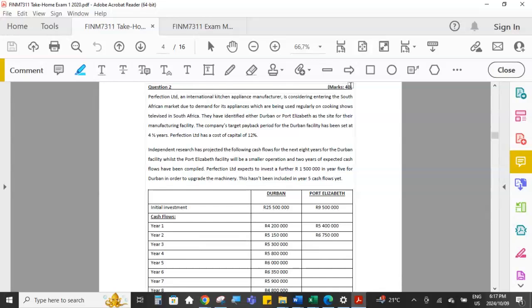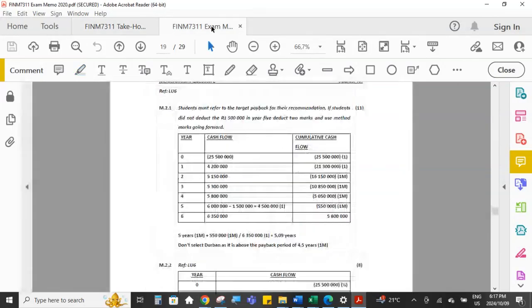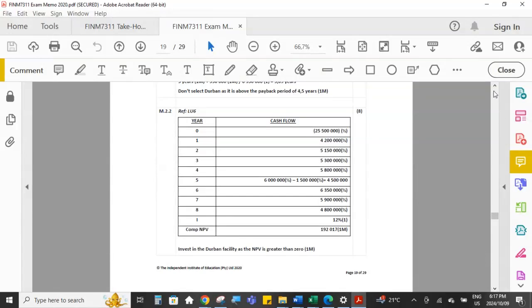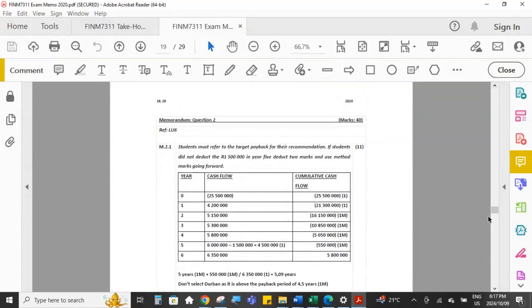Okay, so this was, I think, a 2020 exam paper. As you can see, this question was out of 40 marks, and all 40 of these marks come from Learning Unit 6, which was the Capital Budgeting Applications chapter.